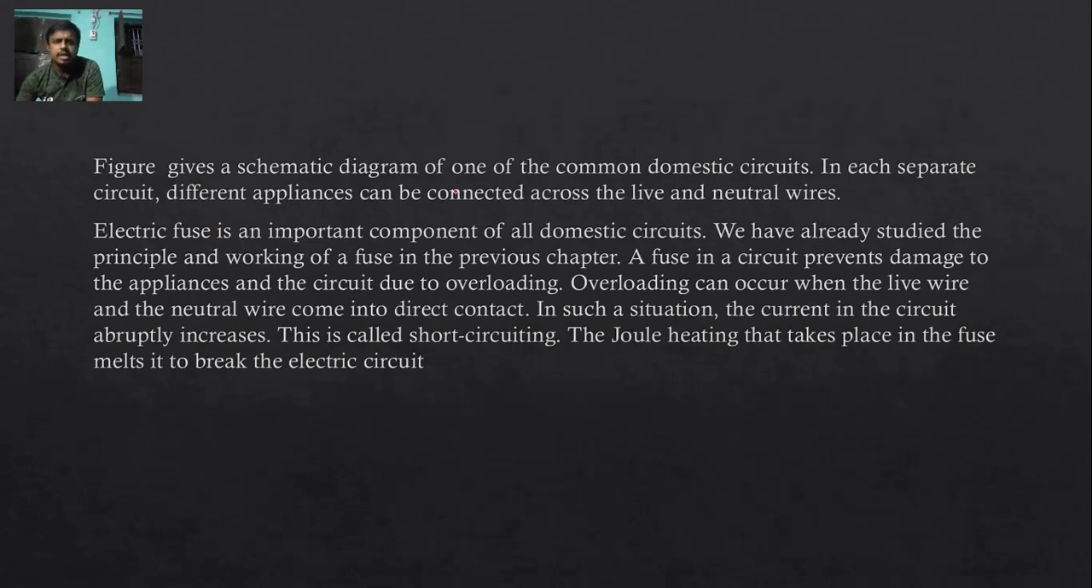Figure gives a schematic diagram of one of the common domestic circuits. In each separate circuit, different appliances can be connected across the live and neutral wires. Electric fuse is an important component of all domestic circuits. A fuse in a circuit prevents damage to the appliances and the circuit due to overloading.